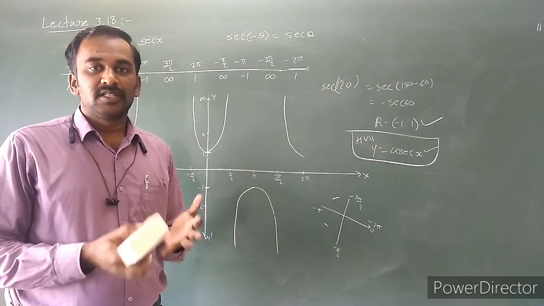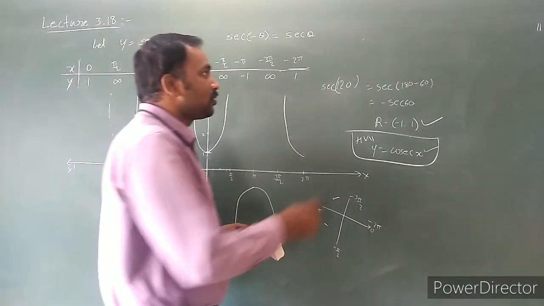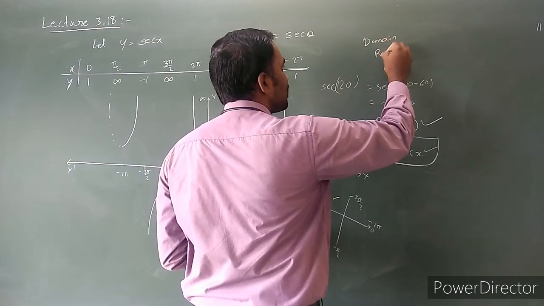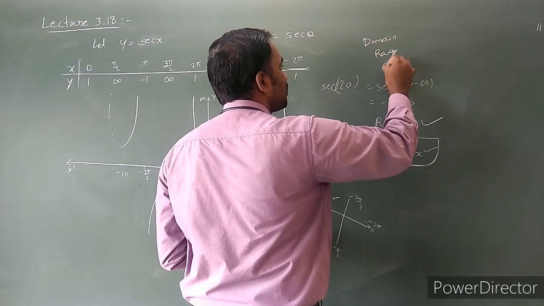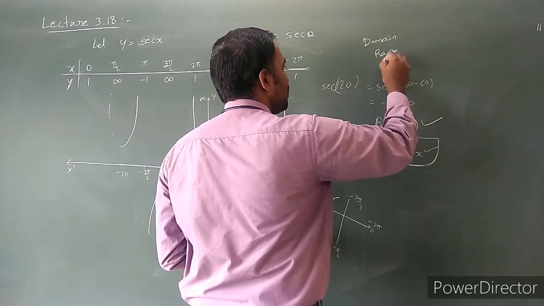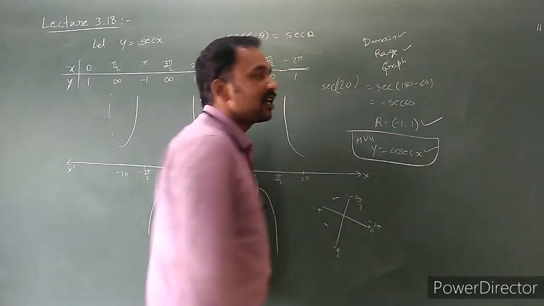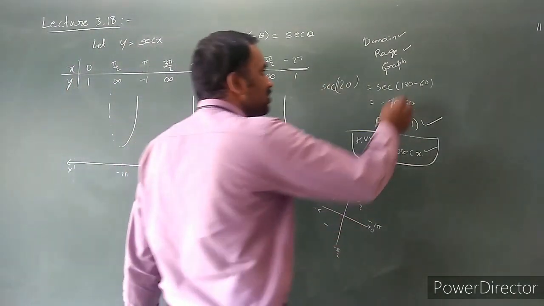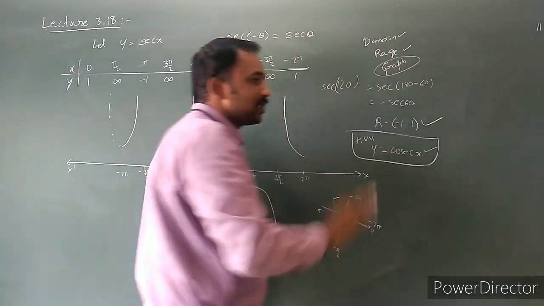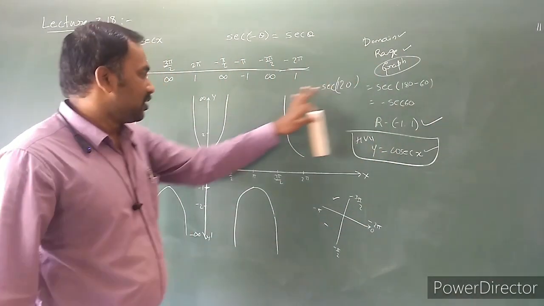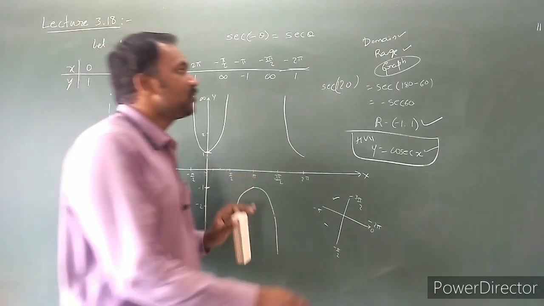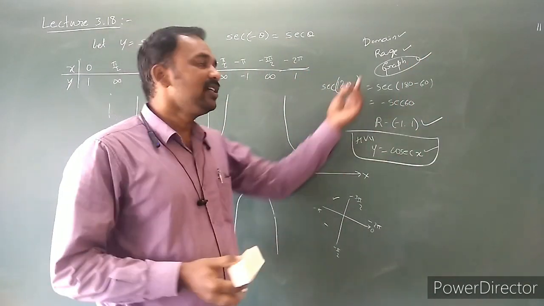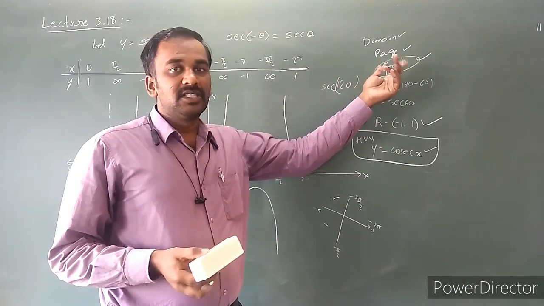So in this video and the previous video, you have come to know the domain of the trigonometric functions, the range of the trigonometric functions, and the graph of the trigonometric functions. Domain and range are very important for further studies of trigonometry. Graph is also important. At the first PUC level, just remember this graph, and in second PUC you will study more about this graph and the applications on the graphs.